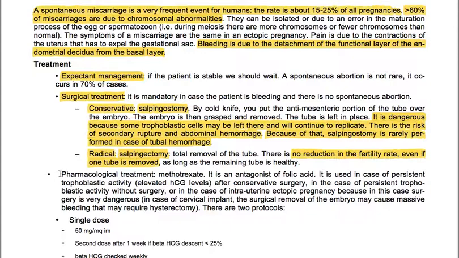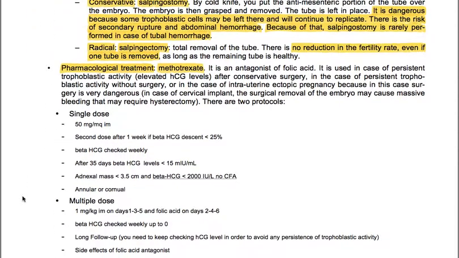Pharmacological treatment is done with methotrexate. It's an antagonist of folic acid. It is used in case of persistent trophoblastic activity, that is elevated HCG levels after conservative surgery, in the case of persistent trophoblastic activity without surgery, or in the case of intrauterine ectopic pregnancy, because in this case surgery is very dangerous. In case of cervical implant, the surgical removal of the embryo may cause massive bleeding that may require hysterectomy. There are two protocols. You can have a single dose or multiple dose.